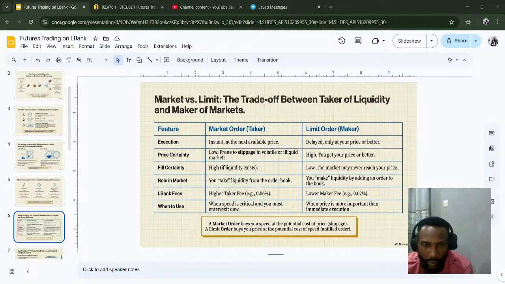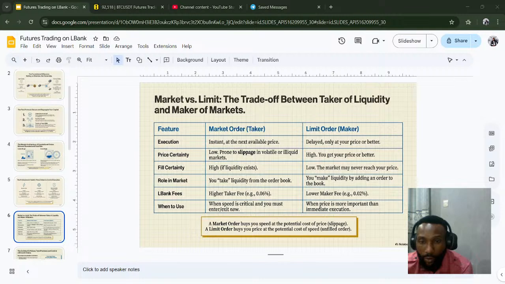When to use a market order: when speed is critical and you must enter or exit now. After you've done your analysis and you have strong conviction that if you enter the market you're going to make some profits, boom, you can go in with a market order. So that's when to use a market order.